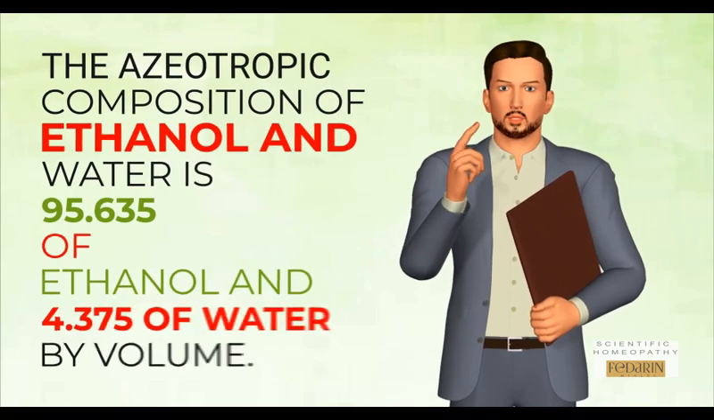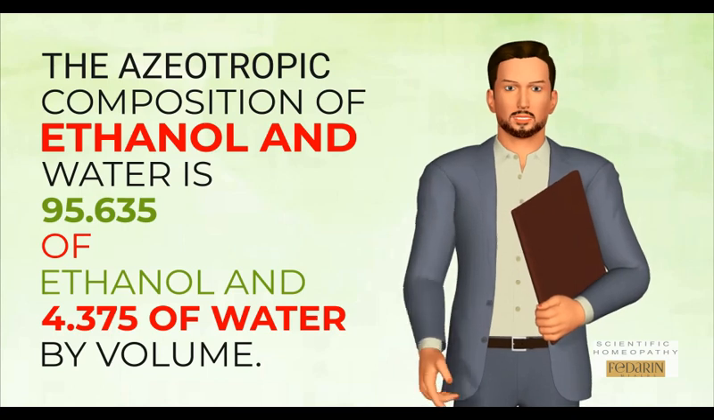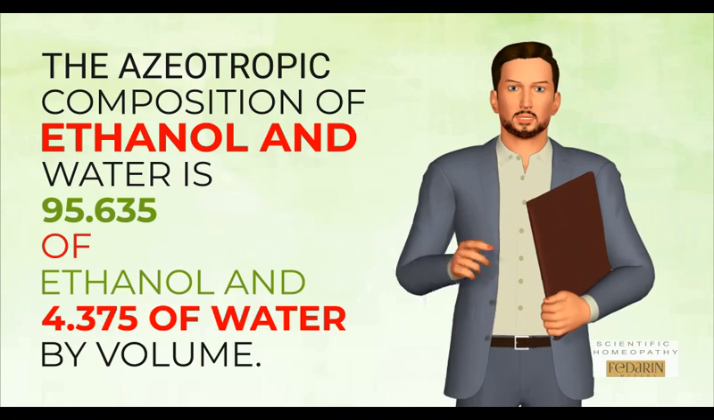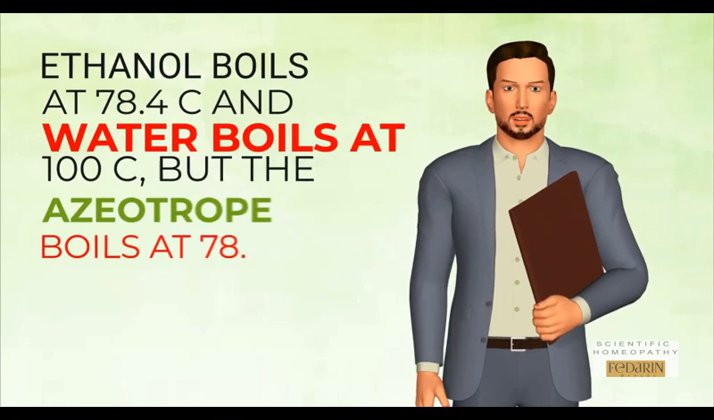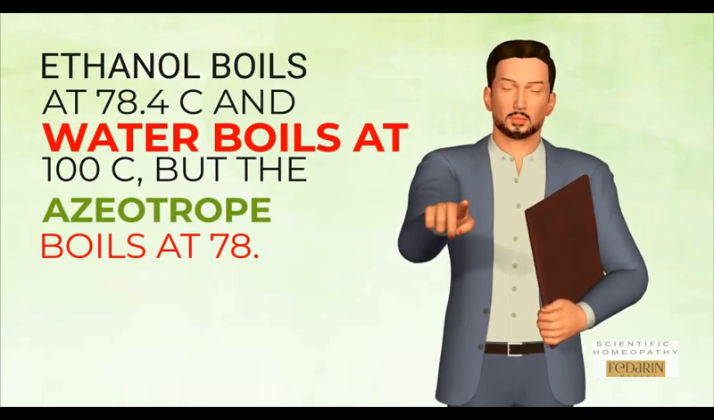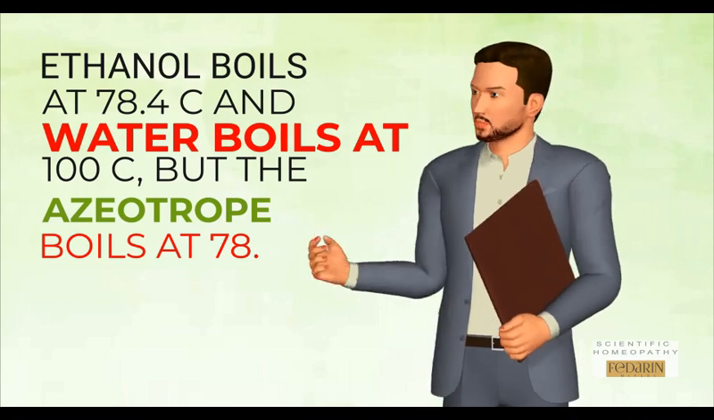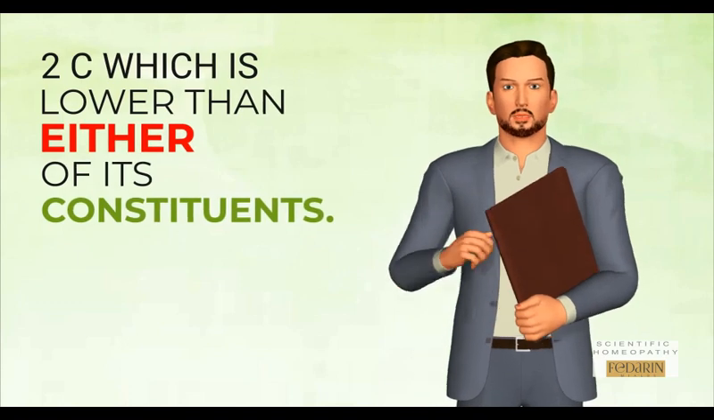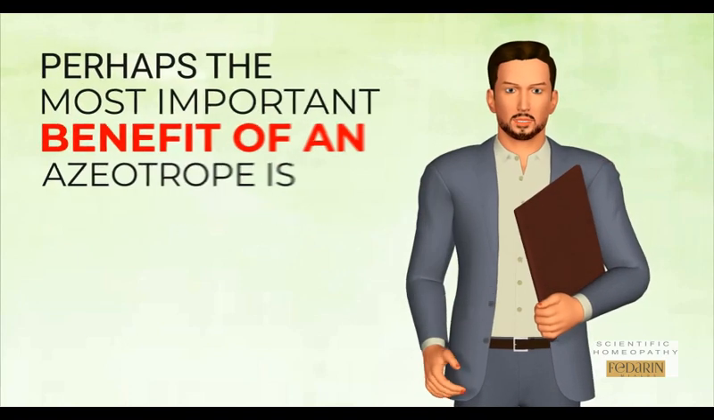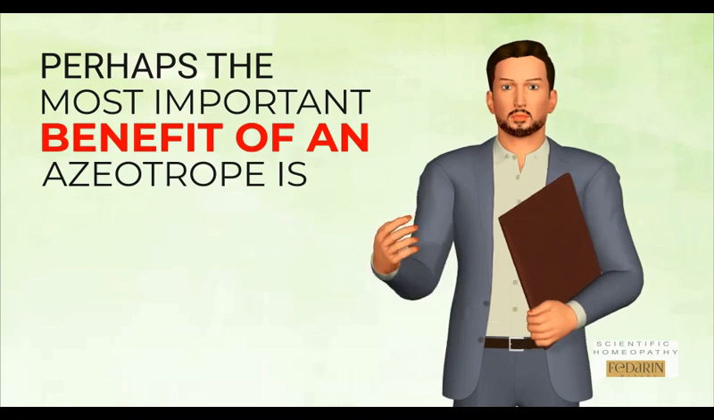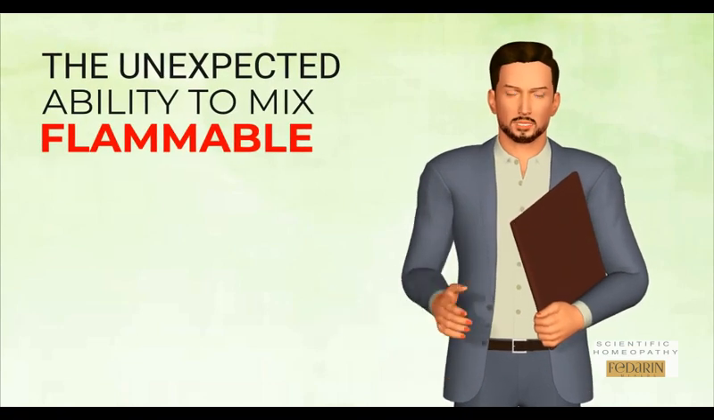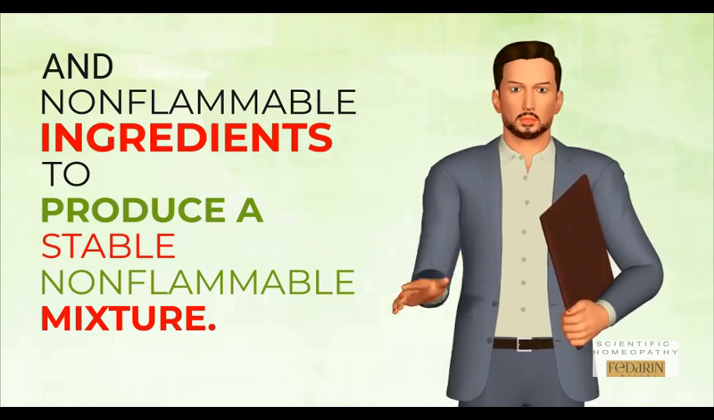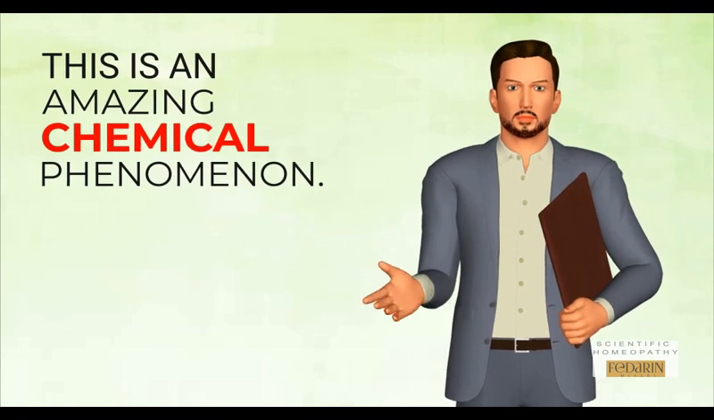The azeotropic composition of ethanol and water is 95.625 of ethanol and 4.375 of water by volume. Ethanol boils at 78.4 C and water boils at 100 C, but the azeotrope boils at 78.2 C, which is lower than either of its constituents. Perhaps the most important benefit of an azeotrope is the unexpected ability to mix flammable and non-flammable ingredients to produce a stable non-flammable mixture. This is an amazing chemical phenomenon.